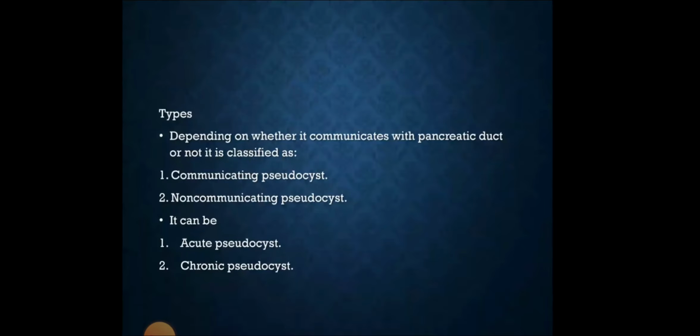And as for types, based on communication, that is, whether it is communicating with the pancreatic duct or not, it is classified into two: communicating pseudocyst and non-communicating pseudocyst. And based on the onset, another classification is acute and chronic.